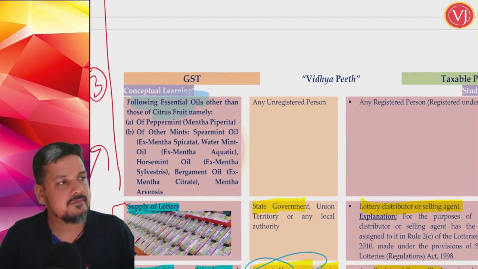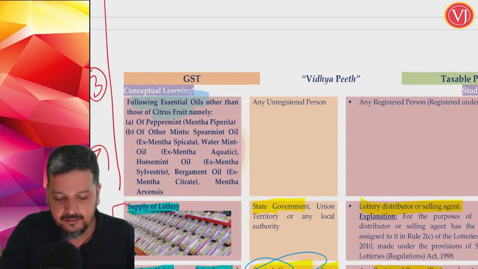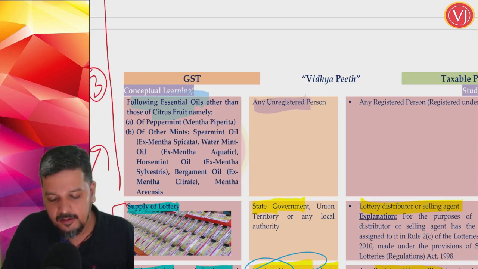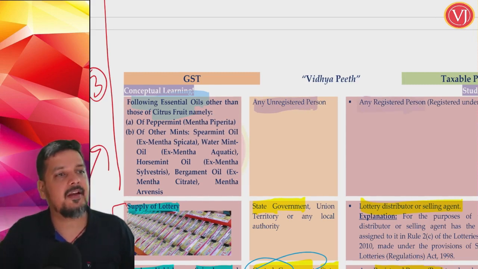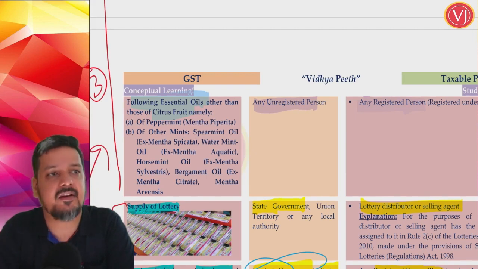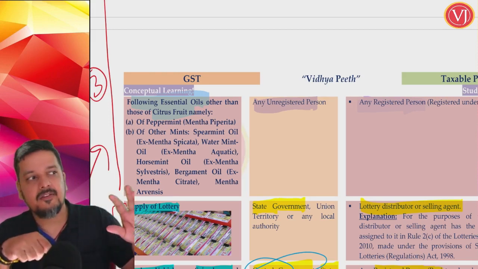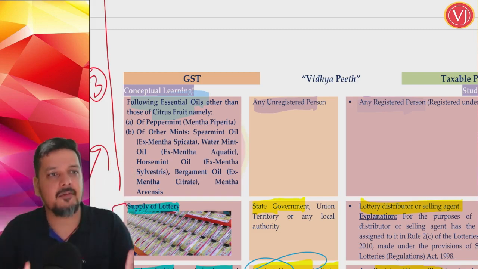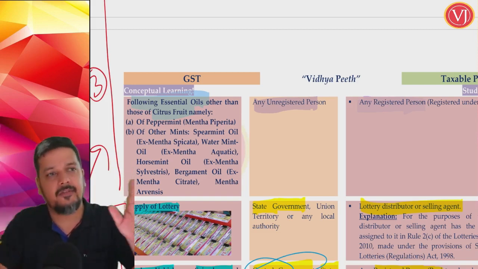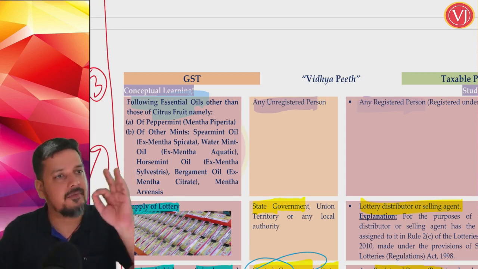Essential oils not containing citrus fruit. Supplier should be unregistered. Recipient? Essential oil, supplier unregistered. Unregistered to registered, RCM. Unregistered to registered. Registered to registered. Registered to unregistered. Conditions are important. For essential oil, the supplier should be unregistered and the recipient should be registered. Only then RCM. Any other permutation and combination: registered to registered, FCM, supplier will pay. Registered to unregistered, FCM, supplier will pay.